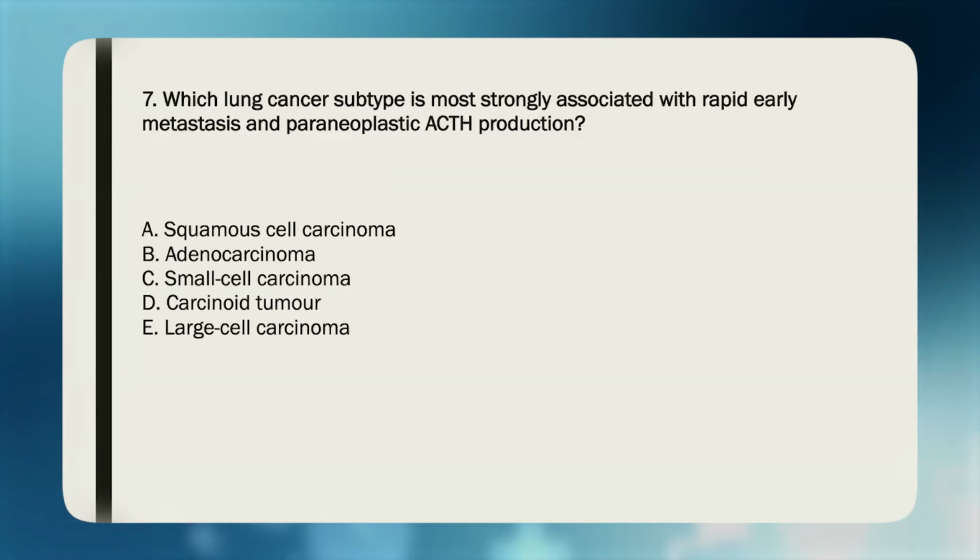Which lung cancer subtype is most strongly associated with rapid early metastasis and paraneoplastic ACTH secretion? We just discussed, small cell, right? Small cell, causing Cushing disease or Cushing syndrome. Yes. Okay.